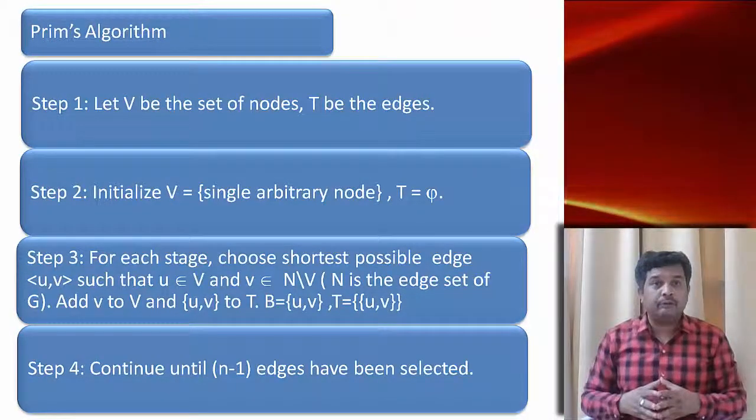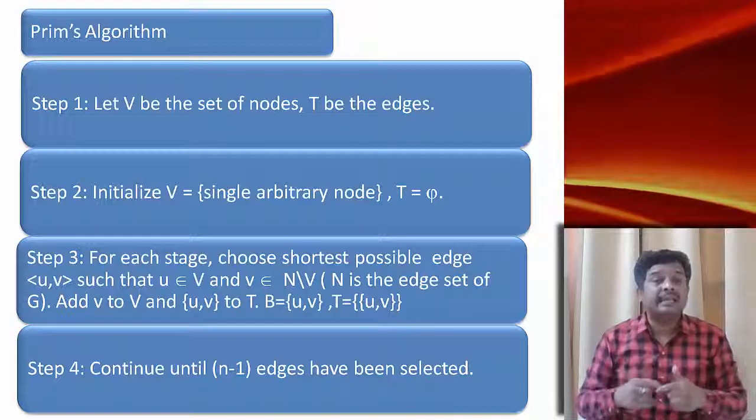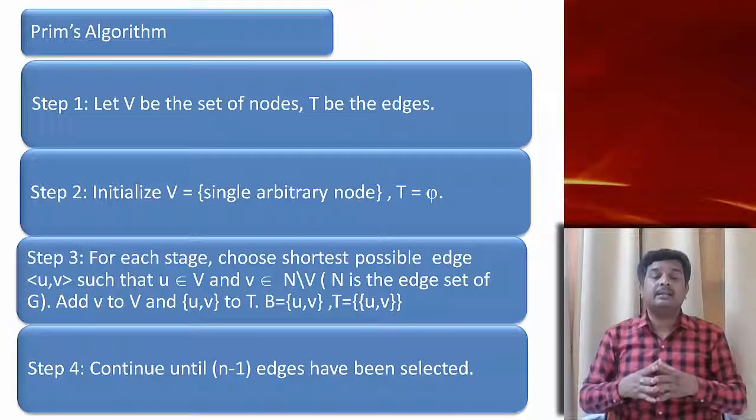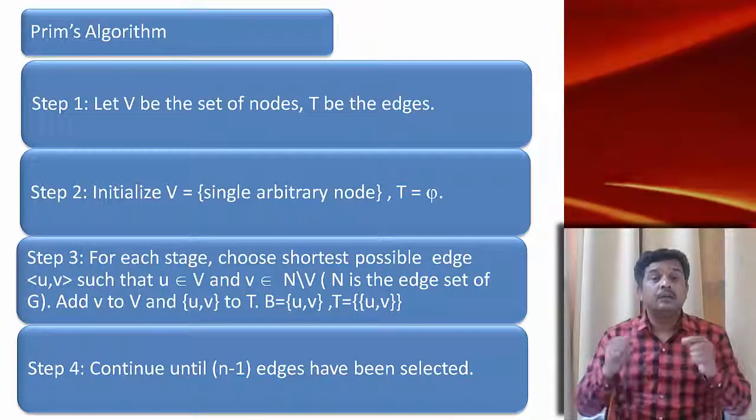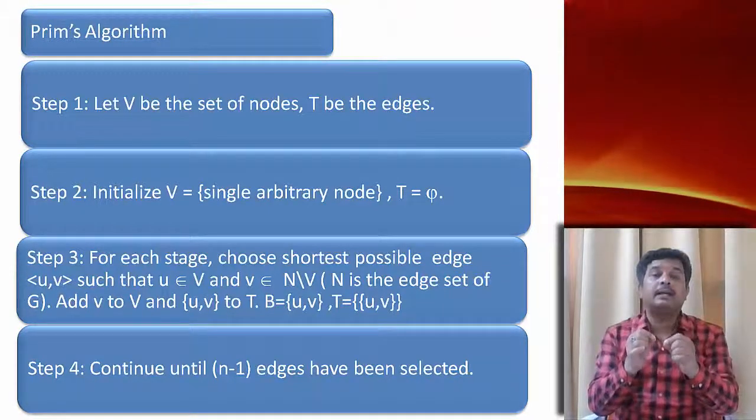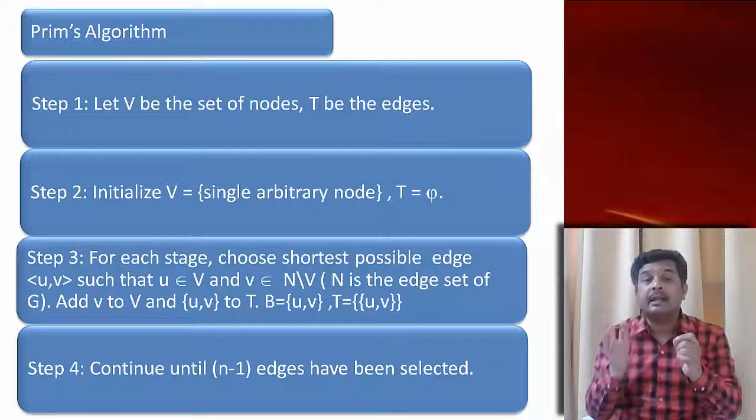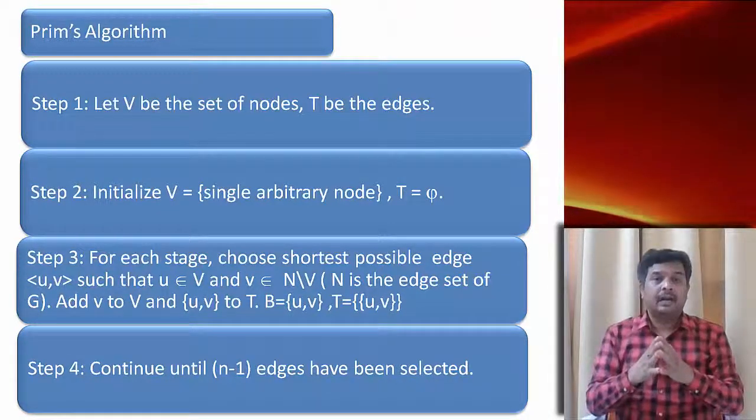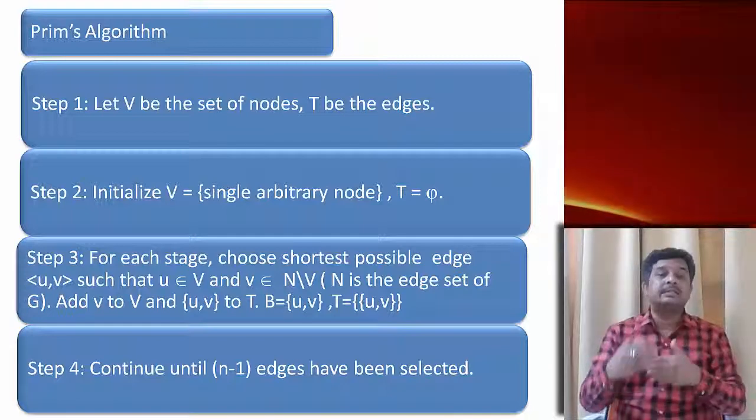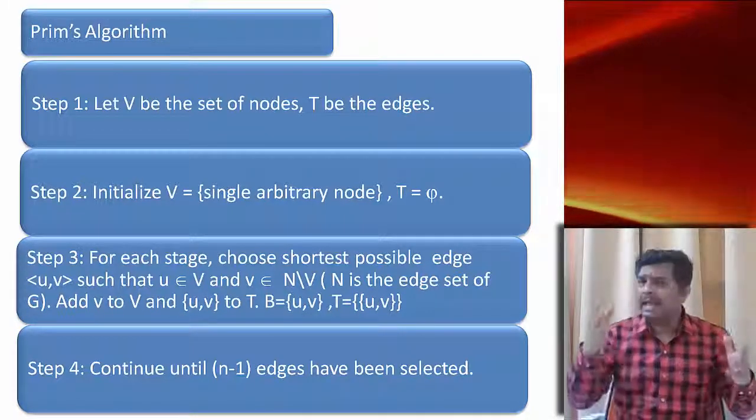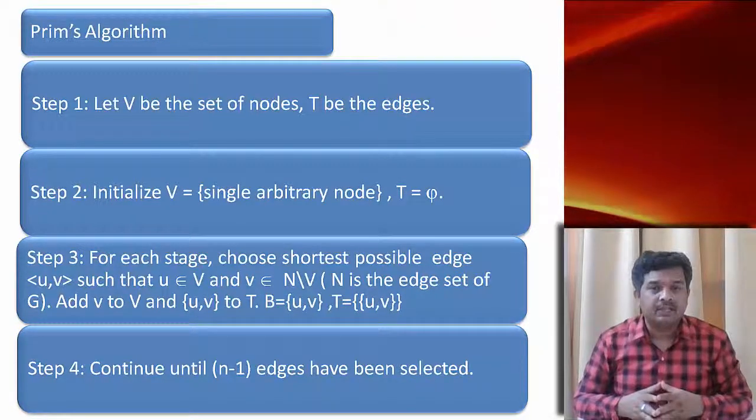The basic steps we are going to follow: let V be the set of vertices and E the set of edges in the tree. We initialize V as a single arbitrary vertex and T as empty, and we choose the smallest possible edge UV, so that one end of the edge U is in the already selected vertices and the other end is in the other part of the graph. We include this edge if it is the smallest value, and we continue this until n-1 edges are selected. Why n-1 edges? Because in a tree with n vertices there are supposed to be n-1 edges.